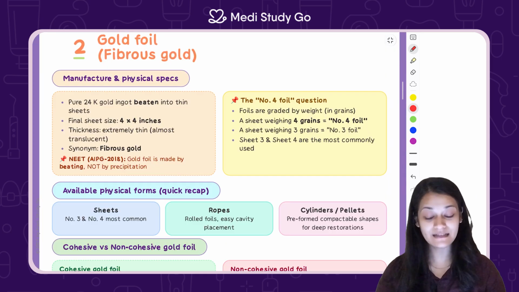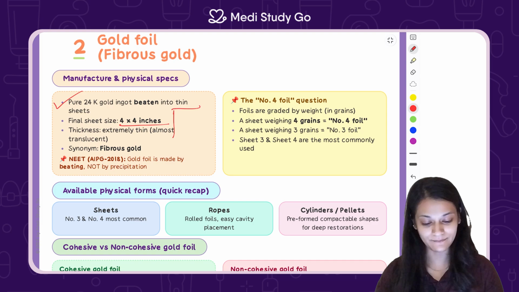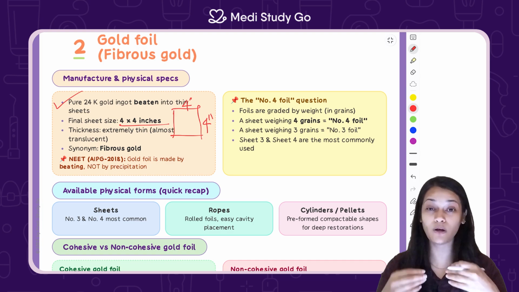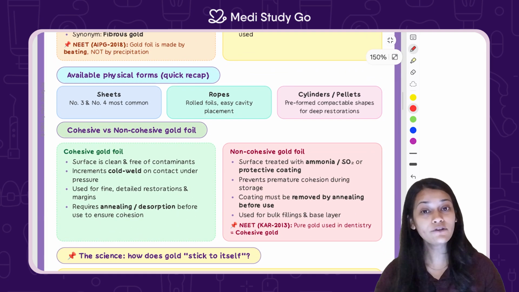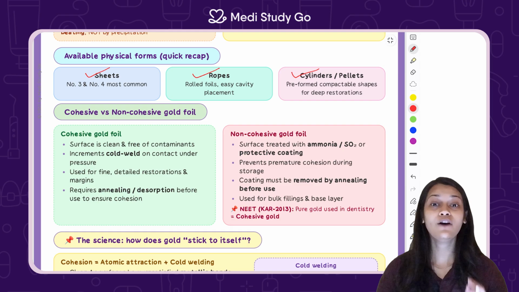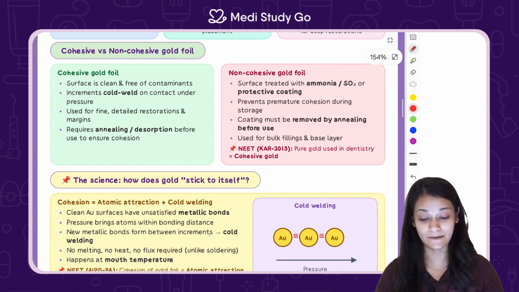How exactly is it available? When a 24 karat gold ingot is placed and beaten into sheets, it's going to form something like a square, available in 4 by 4 inches, and it's so thin that you can almost see through it. So it's translucent, and as we discussed, the grain size is 3 and 4. The other forms that are available can be sheets, ropes, cylinders. We'll be talking about this when we talk about the classification in detail.